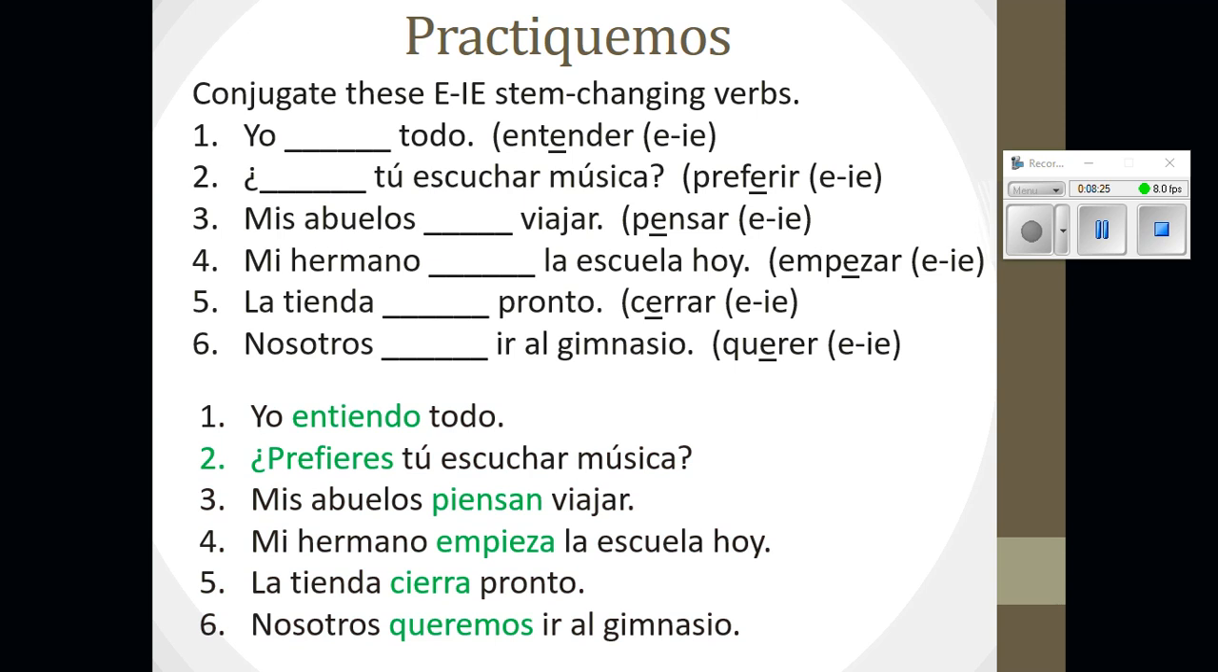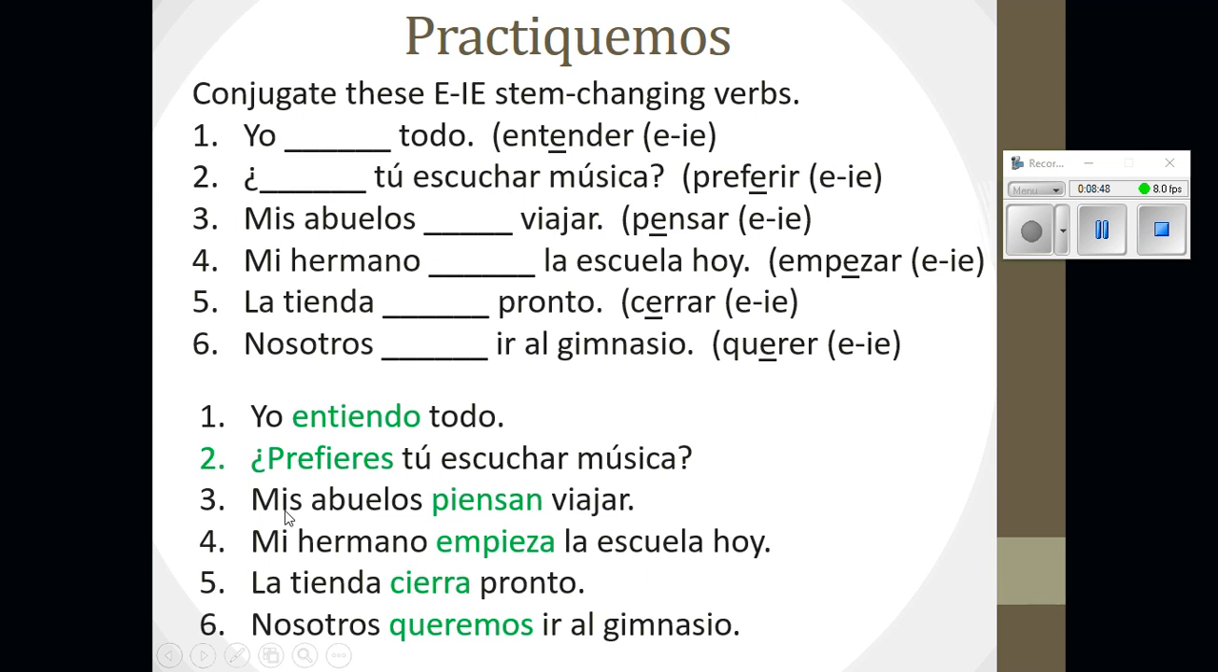Okay, let's check our answers. All right, preferir in the tú form. Notice it's a question, so our subject pronoun came after the verb. We do stem change in the tú form, so notice here our IE, and it is an IR verb, so the tú form has ES on the end. Prefieres. ¿Prefieres tú escuchar música? Do you prefer to listen to music?